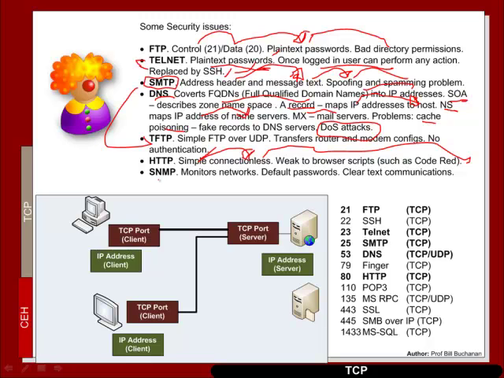SNMP is used to monitor networks. And we have the simple network management protocol, SNMP, which can monitor devices such as routers, so we can determine things like the number of data packets passing through, the temperature of the processor, and so on. Unfortunately, they use default passwords, which are easily guessed, and the text is often in clear text format.